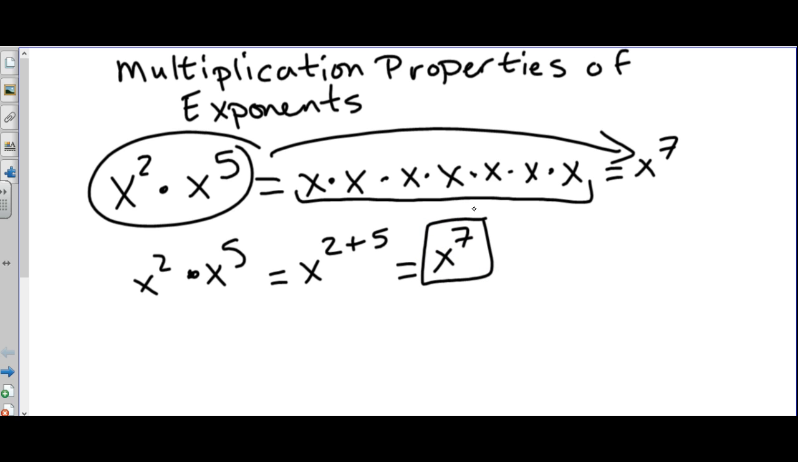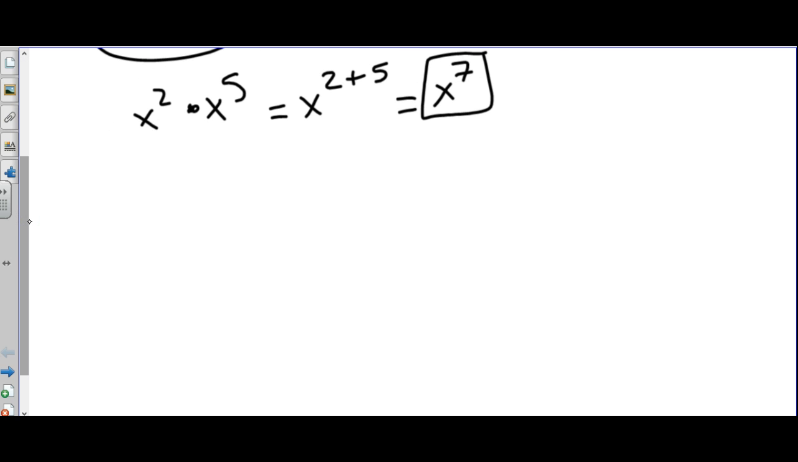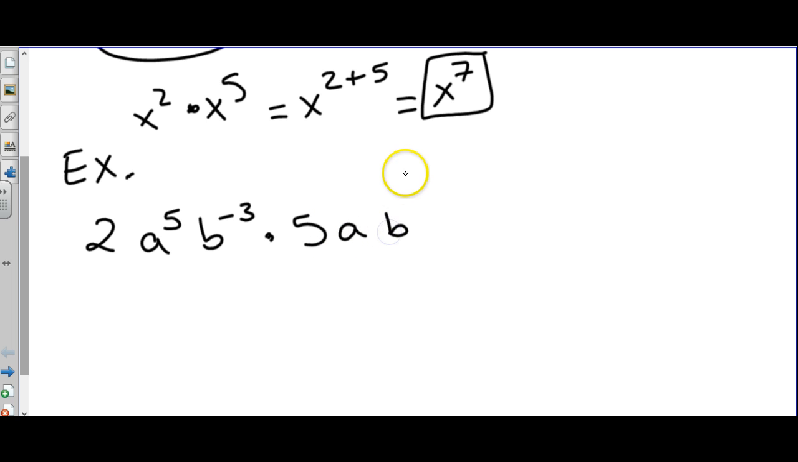So what they're going to do is make it more complicated. It seems super simple right now, but they're going to combine a lot of things together. So let's say we have 2a to the 5th b to the negative 3rd times 5ab to the 2nd.